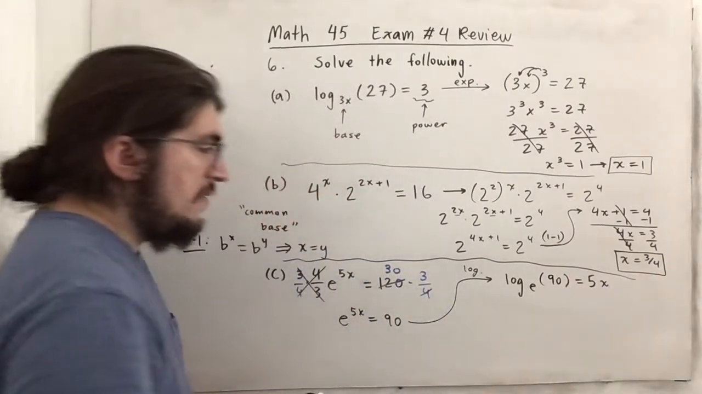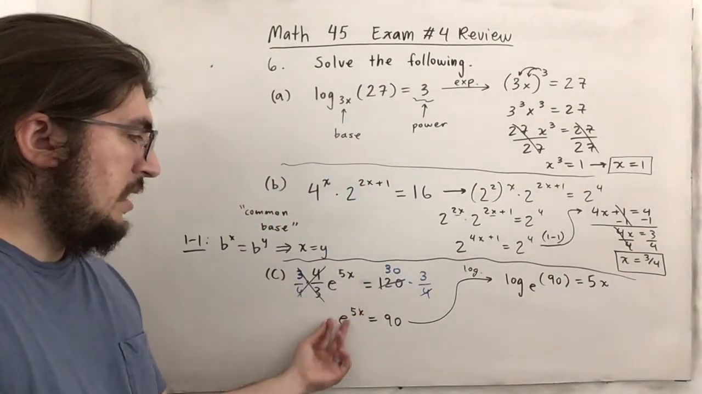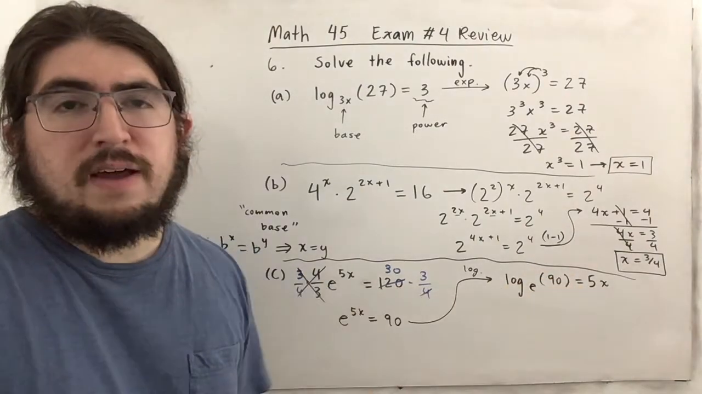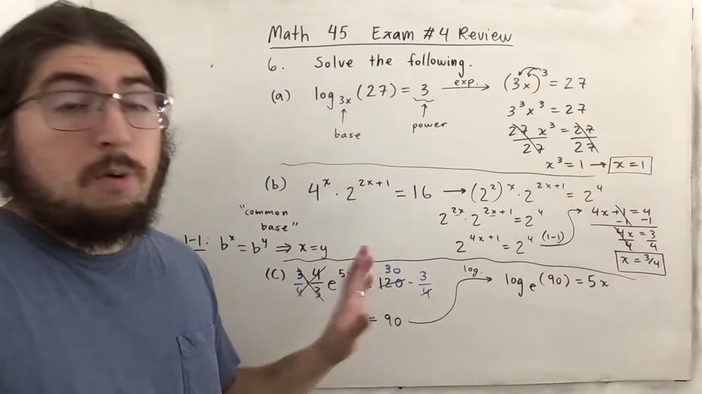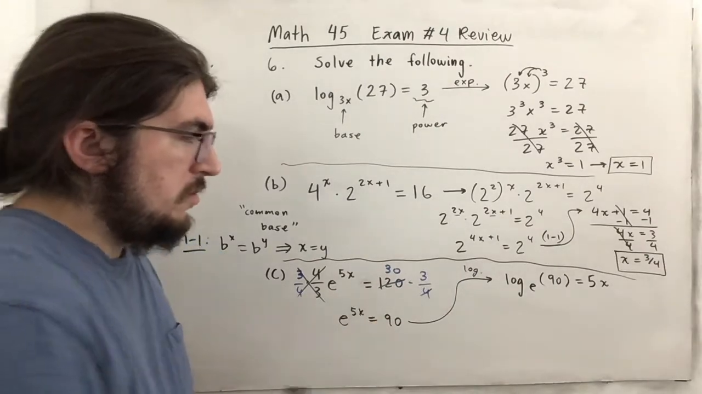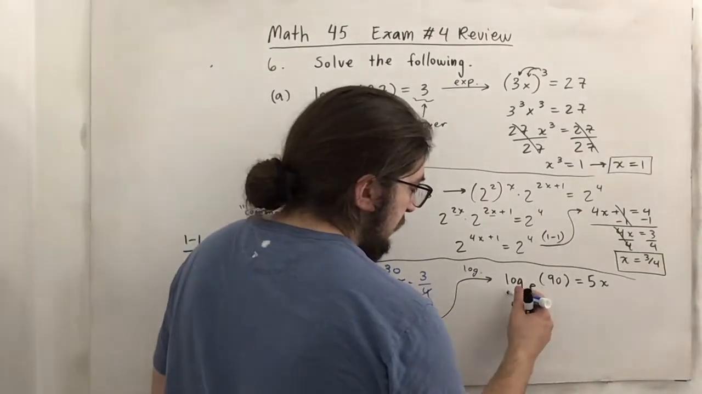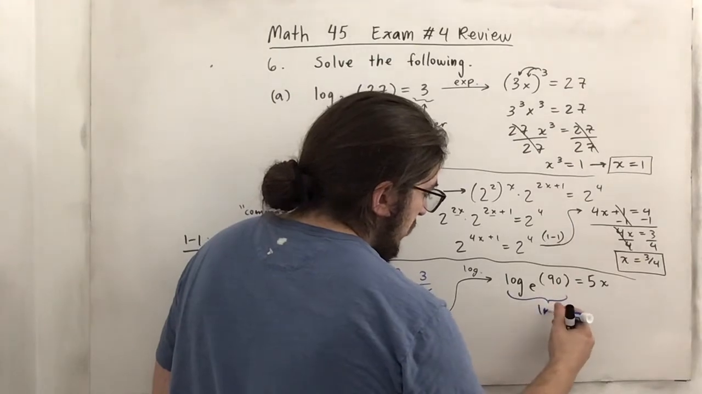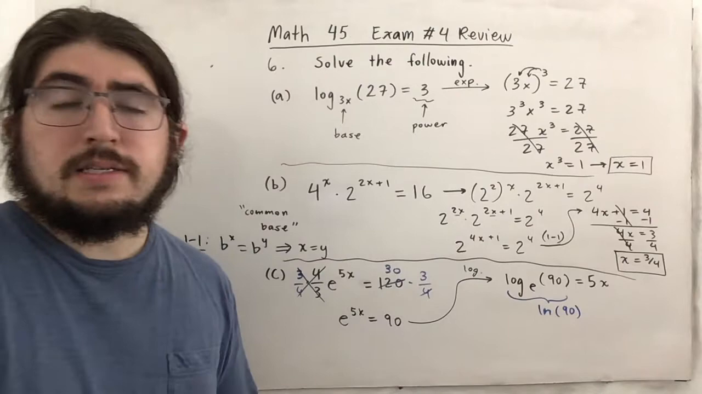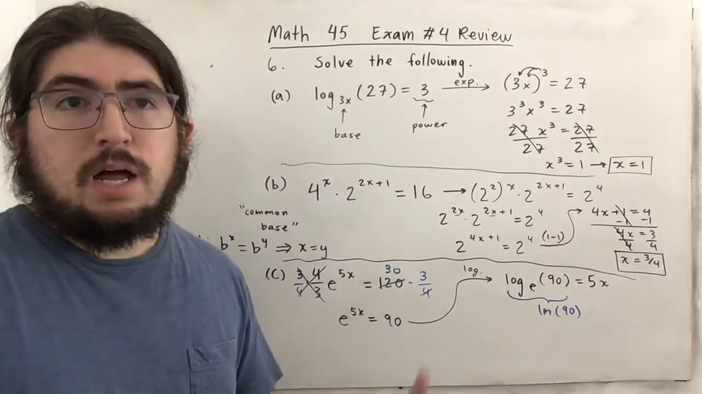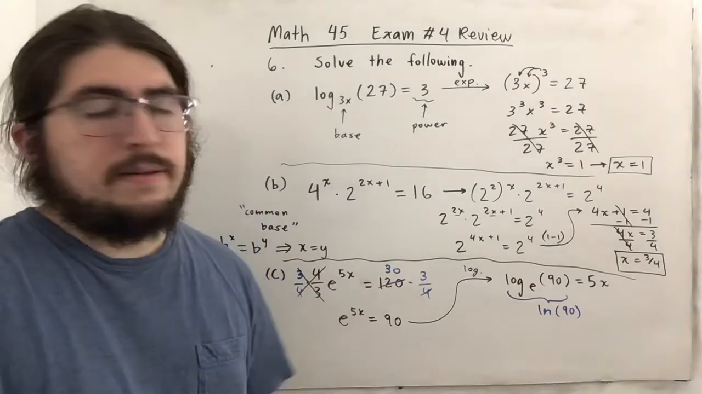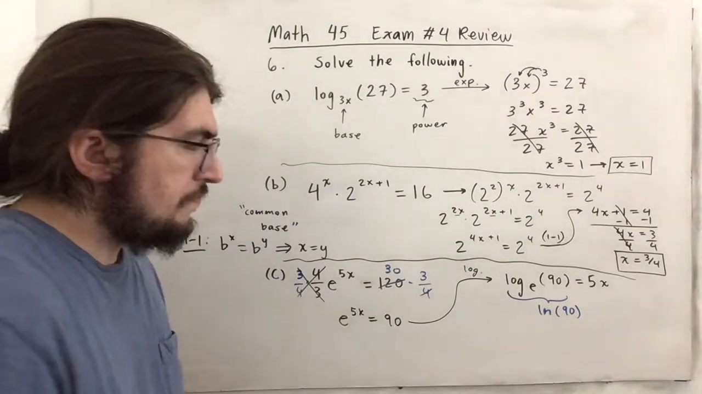And again, you can think of it as bringing this down and swapping those, and you get log base e of 90 is equal to 5x. That's another way of seeing that. And now we're almost there. All we need to do is divide by 5 to get x, but I'm going to pull a fast one on us. Log base e is actually known as natural log of whatever the same inside is. So log base e of 90 is natural log of 90, and natural log has the abbreviation ln. So that's the function ln.